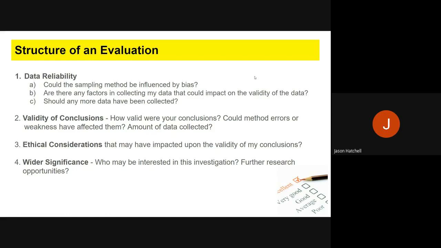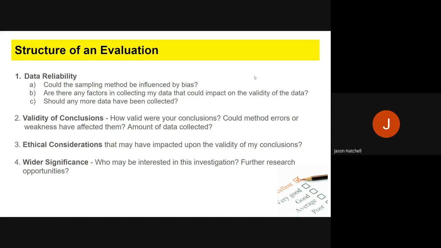And finally, wider significance. This is the section where you think about who would be interested in your investigation. So is it the local council? Is it local government? Is it supermarkets? Is it local businesses? Is it wider government? Is it the Environment Agency? And so on. And you also consider here further research opportunities.